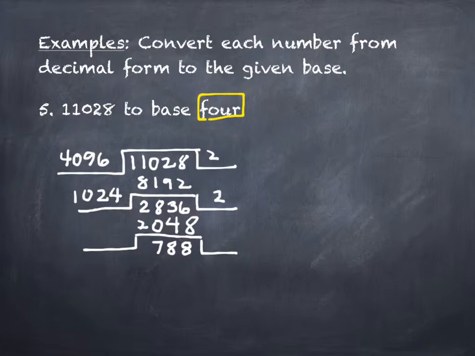Okay. All right. What's my next place value? 256. How many times will 256 go into 788? 3 times. What is 3 times 256? Ooh, that's nice, because when I subtract, I don't get much. What's left over? 20. Be careful. I still need to represent the other divisions.